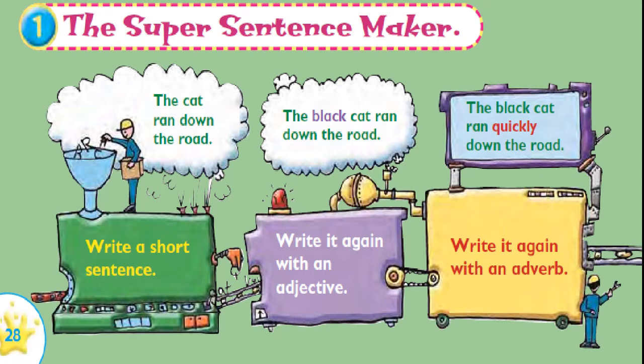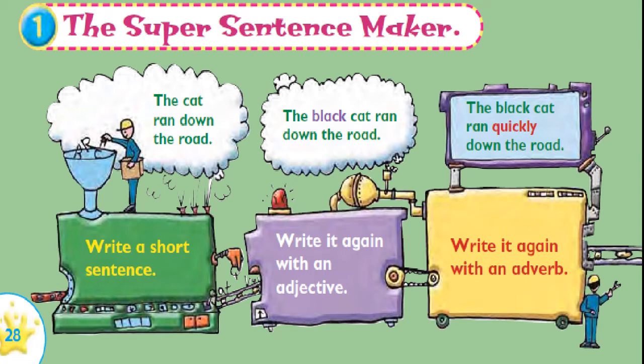So what comes after the subject? The verb, the verb, ran down. So the cat ran down. So the last part of the sentence here, the road. So the road is the object. So subject, verb, object.